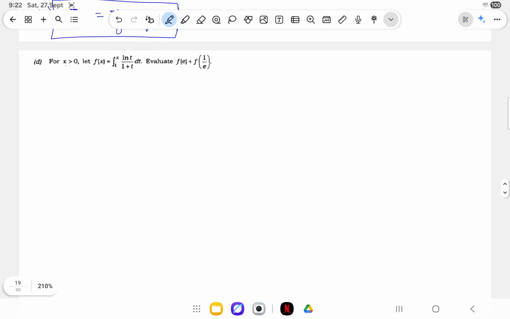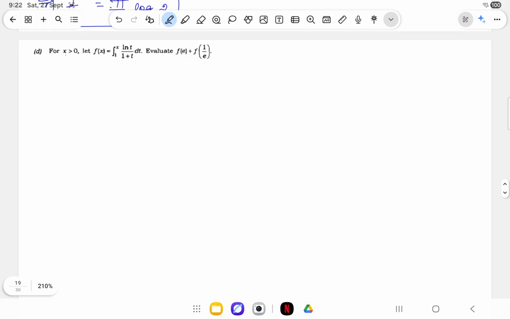So in the next question they have basically given us a function f(x), which is an integration function, and we're supposed to evaluate f of e plus f of 1 by e. So let's see what our function f(x) is. It equals integration from 1 to x of ln t divided by 1 plus t dt. So we are supposed to find the value of f of e plus f of 1 by e.